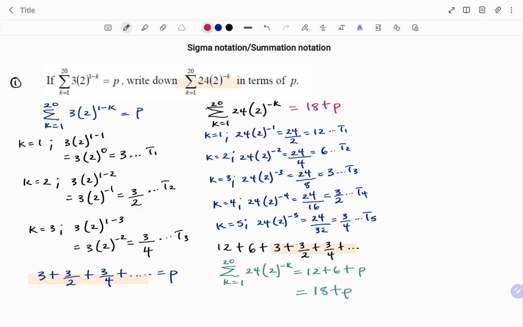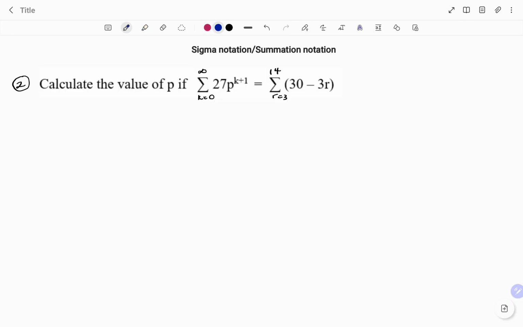In the second example, we have: calculate the value of p if the summation of 27 times p to the power of k plus 1 from k equals 0 to infinity is equal to the summation of 30 minus 3r from r equals 3 to 14. To find p, on our left-hand side, we need to find what the summation to infinity of 27p to the power of k plus 1 will be. And to find that, we need to know what our sequence is.